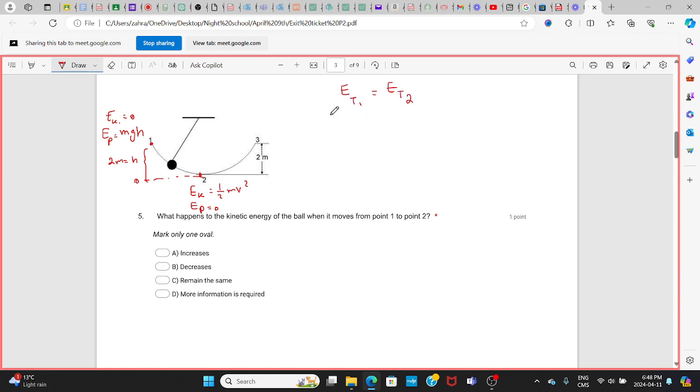At point 1, I have EK plus E potential, which equals EK at point 2 plus E potential at point 2. Kinetic is 0. I have mgh. Kinetic here is half mv2 plus 0. See, my potential turned completely to kinetic energy. Okay, so what is happening to kinetic energy? From here to here, kinetic energy is increasing, and potential completely becomes kinetic. So it's going to be increased. All right.